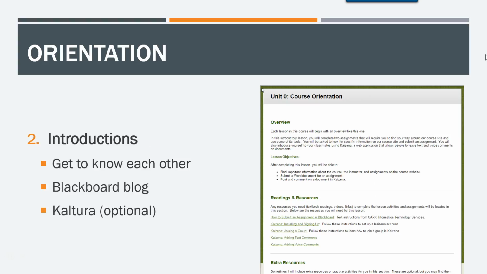The second activity has them introduce themselves on the Blackboard blog tool. This is to help them build a sense of community and also learn how to use the blog. I wanted to give them the option to either write their introduction or speak it, depending on what felt more comfortable to them. Some of my students feel really comfortable writing, others are more confident speaking, so I included instructions for Kaltura, but it's up to them whether they use it or whether they just type out their post.